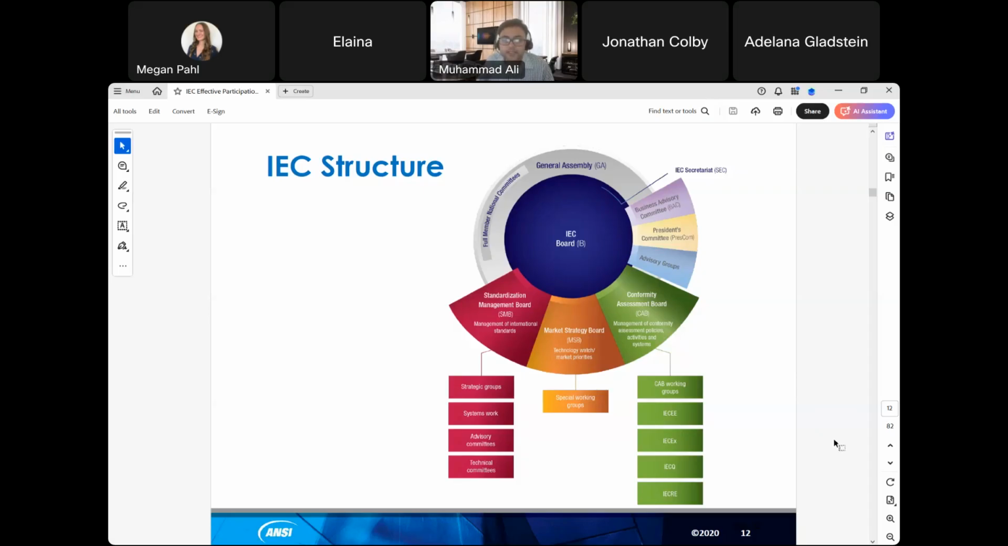And then, the IEC board has several committees as well. So it has the Business Advisory Committee, which coordinates the financial planning and outlook, oversees the commercial policies and activities, as well as the IT infrastructure in support of the IEC board. Then we have the Presscom, which is tasked to advise and support the IEC board on matters essential for the functioning of the commission itself.